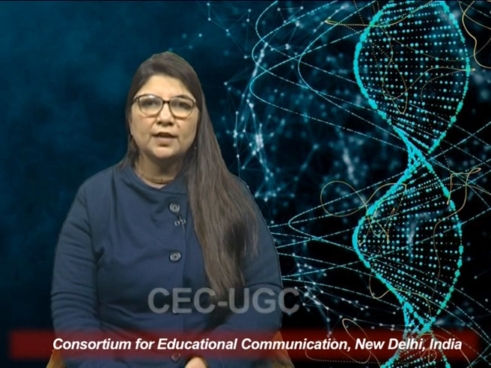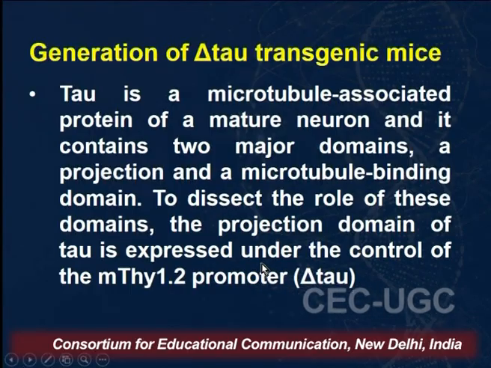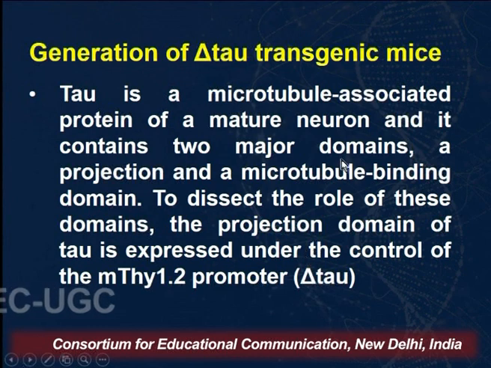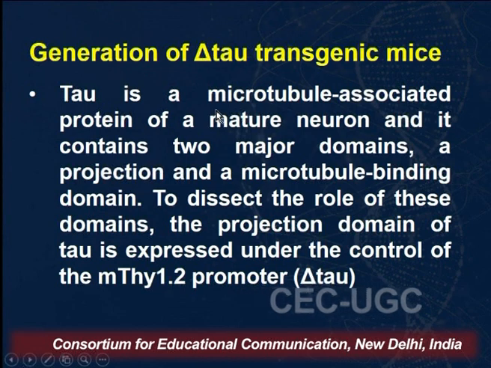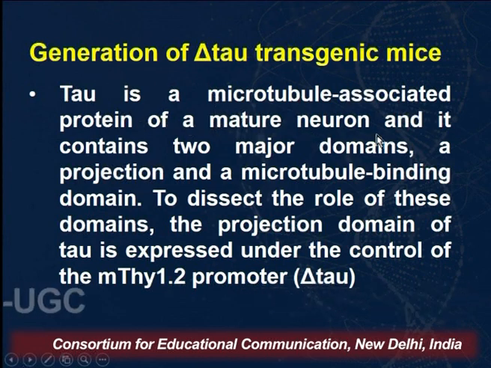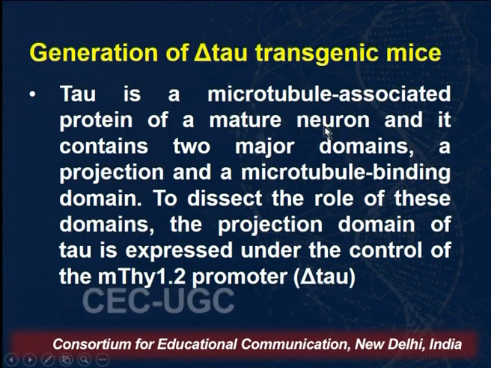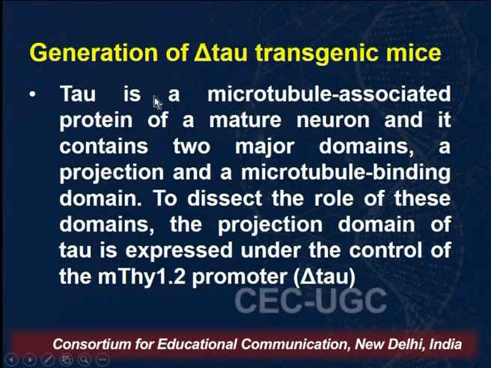So we take one example, the generation of tau transgenic mice. We'll just take it as an example so that the methodology is further understood by you. Tau is a microtubule associated protein of a mature neuron, and it contains two major domains. So we'll talk about one protein, the tau protein, which is a microtubule associated protein predominantly in the mature neurons. It is found in the brain in the mature neurons.